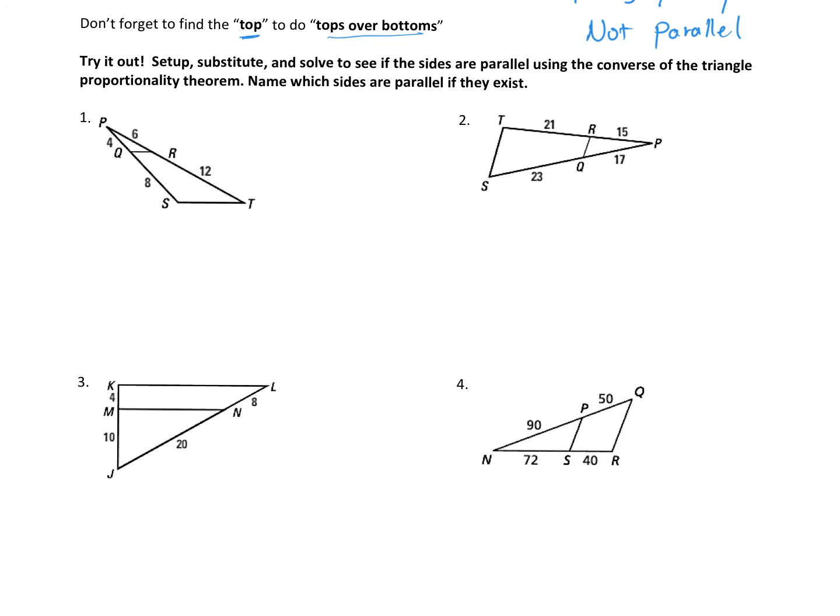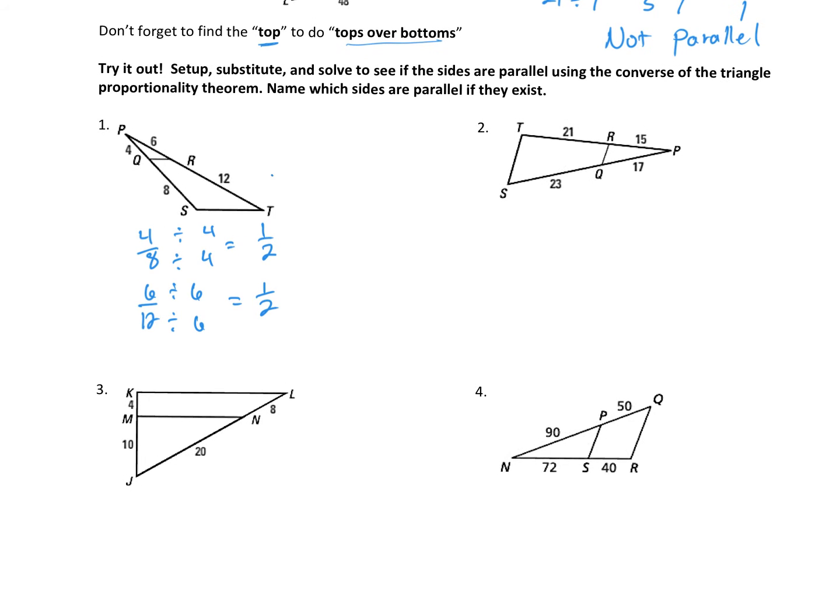But let's try some of these other ones to see if they are parallel or not. So first one, tops over bottoms. 4 over 8. Simplify that. Divide by 4. This gives me 1 over 2. 6 over 12. Divide by 6. Gives me 1 over 2. So yes. So here we can say that QR is parallel to ST, these two lines right here.